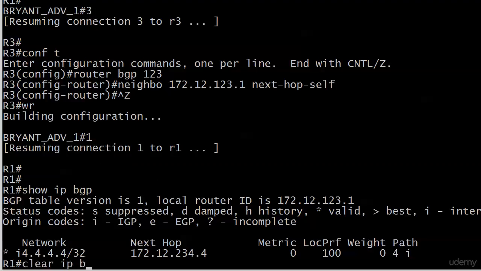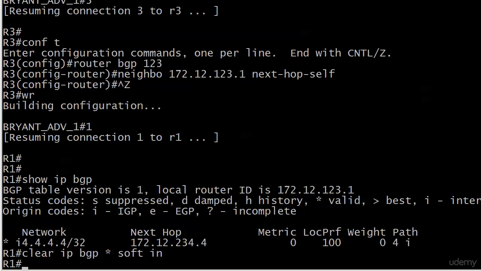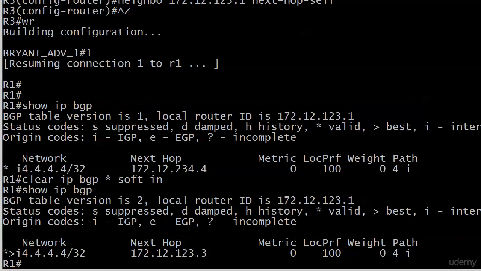Not there yet. Give it a few seconds there, being the impatient souls that we are. And there we go. The next hop is changed to 123.3, and since that is certainly reachable by router 1, we no longer have an inaccessibility issue. See, it all becomes second nature. You knew what that was before I even showed it to you.